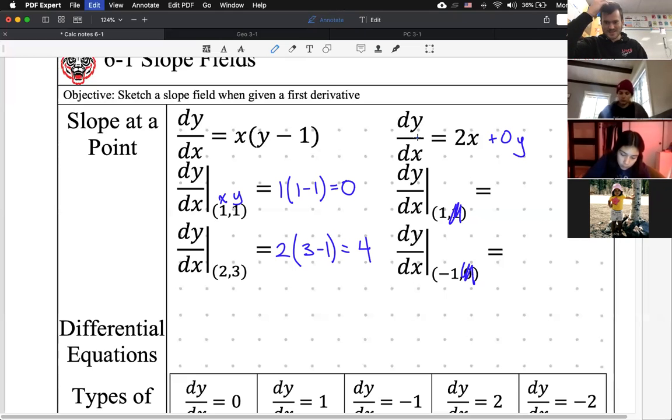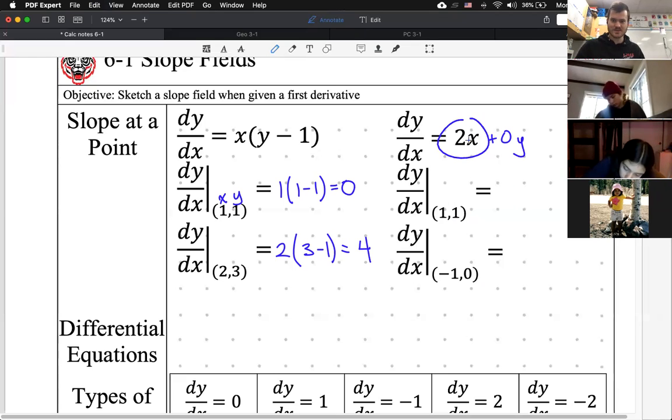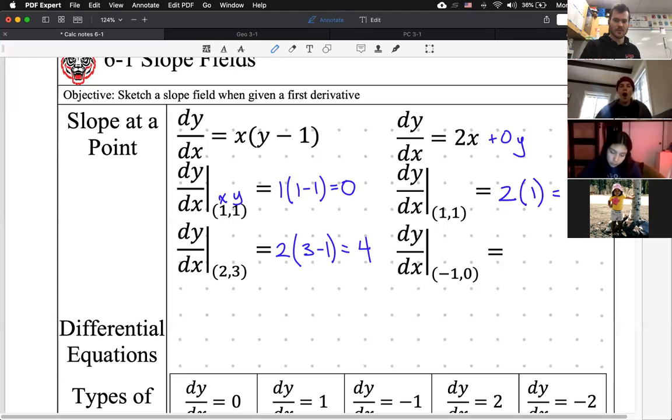So nice and easy, Teflon. What is the slope at (1, 1)? I don't know how to do this. Okay, well, the equation is 2x. So 2, then what is the x coordinate? Oh, 1. 1, which is 2. 2. There it is. So the slope at (1, 1) is 2.